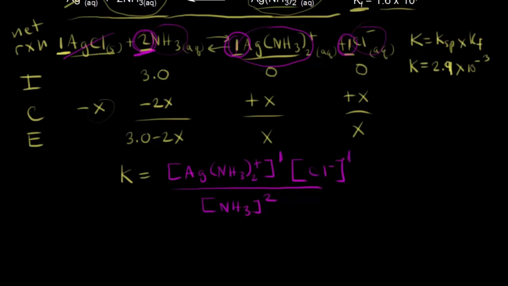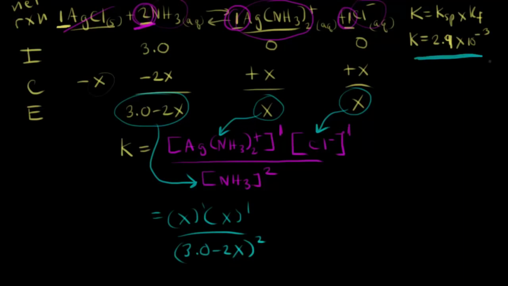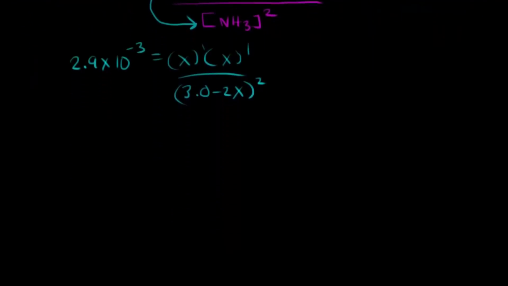Next, we plug in our equilibrium concentrations. Our equilibrium concentration of ammonia is 3 minus 2x, complex ion is X, and chloride anion is X. So on the right side, we would have X to the first power times X to the first power, all over 3 minus 2x to the second power, so squared. Then we can plug in our equilibrium constant K, which is 2.9 times 10 to the negative 3rd. So 2.9 times 10 to the negative 3 is equal to, on the right side, x squared.